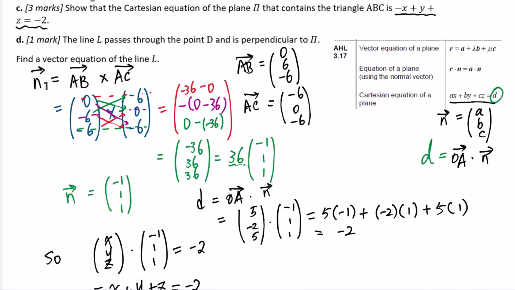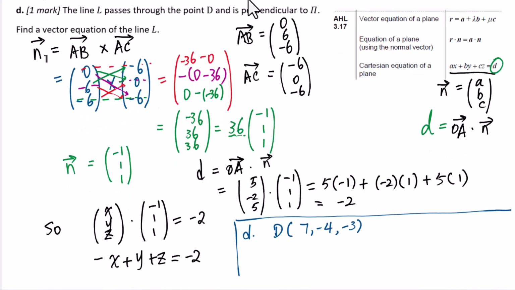D, the line L passes through the point D and is perpendicular to pi. Find a vector equation of the line L. Let's think about this plane pi. Since the line passes through the point D and is perpendicular to pi, the direction vector is the normal vector n. Direction vector (-1, 1, 1).